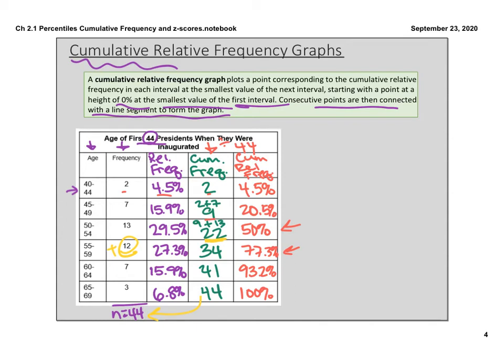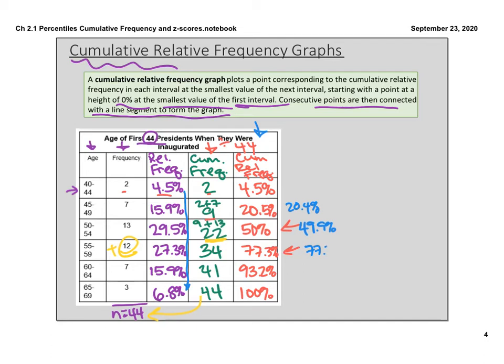The other way that you could have calculated this column that's in red right here, you could have just added these relative frequencies down this column. If I take 4.5 and I add 15.9, I end up with 20.4, which is about the same as that 20.5. Okay, if I took the 20.4 and added the 29.5, which is the next row, I get 49.9. Okay, if I take the 49.9 and add the 27.3, I get 77.2.